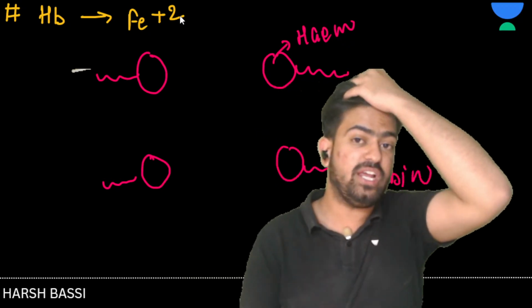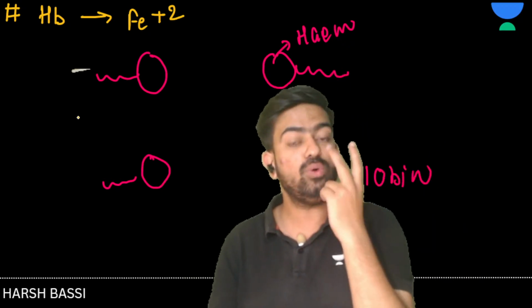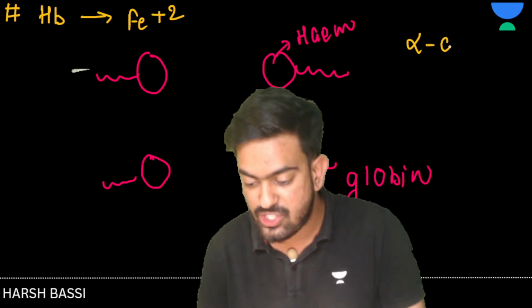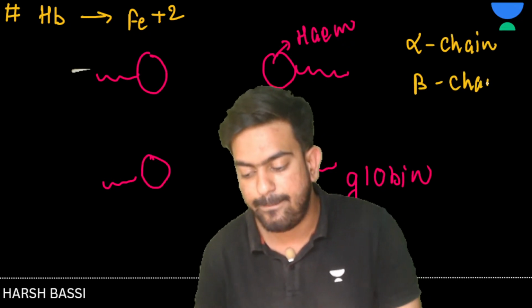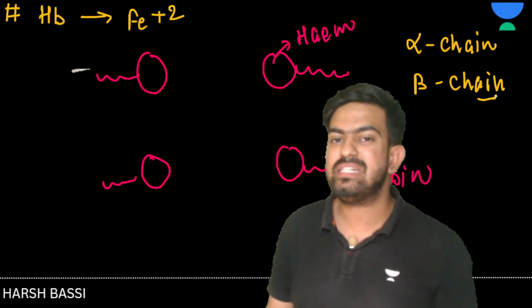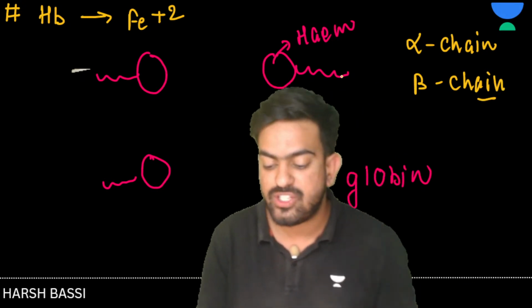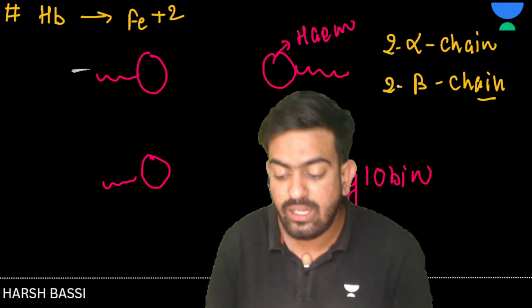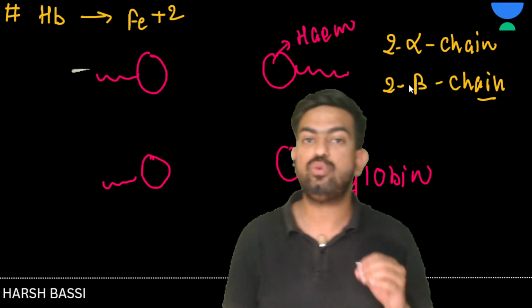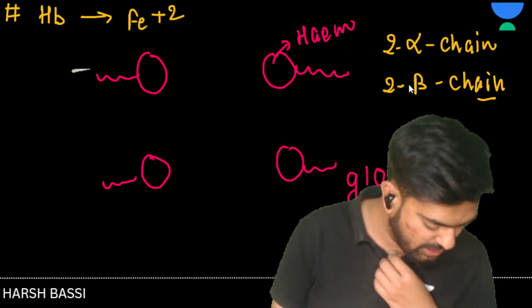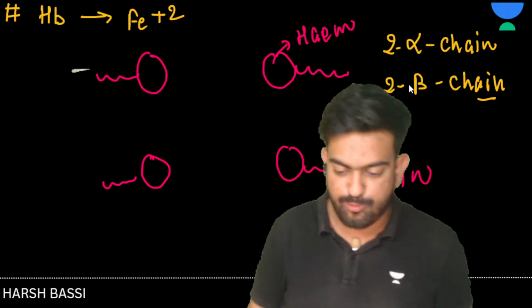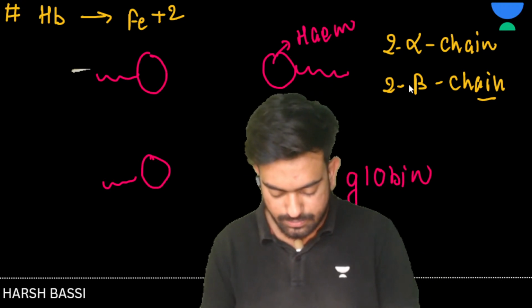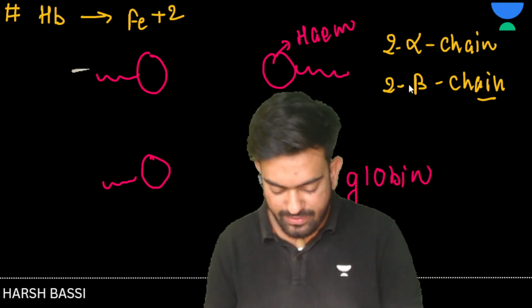And how many chains do they have? We have two chains, sir. One is the alpha chain, and the other one is the beta chain. So hemoglobin has two types of chains, alpha and beta, and in total it has four chains. That means two chains of alpha and two chains of beta. Clear to everyone? Great.